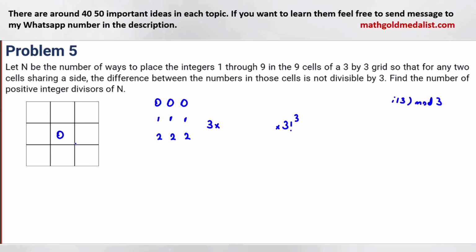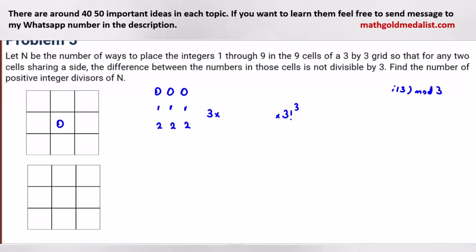For adjacent corners, let me paste it here. Okay, 0. Adjacent corners. For this one, we multiply by 4 because it can be here or here or here or here. For opposite, we should multiply by what? This opposite, this opposite. We should multiply by 2.